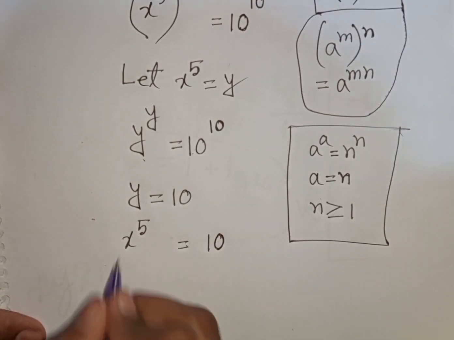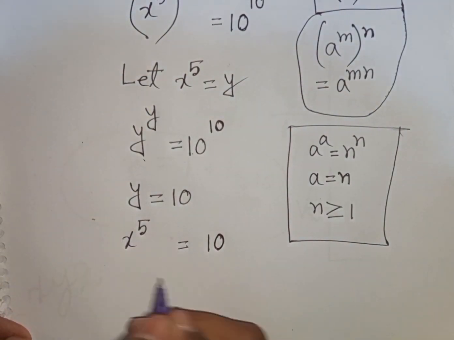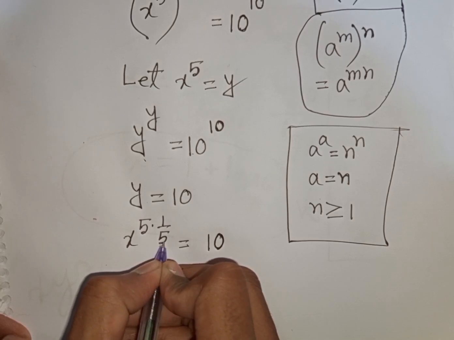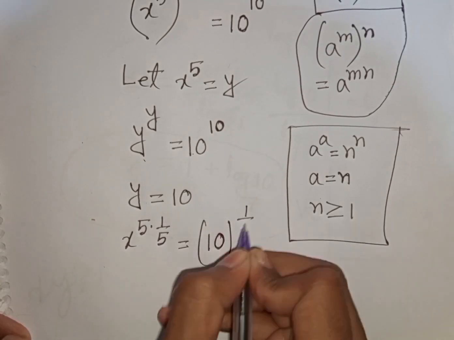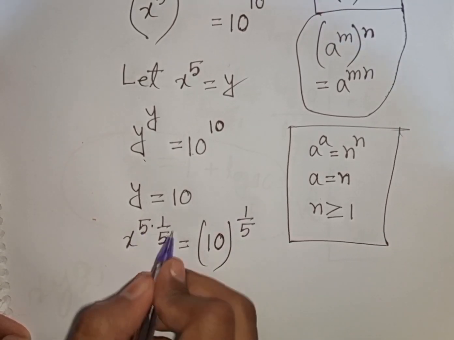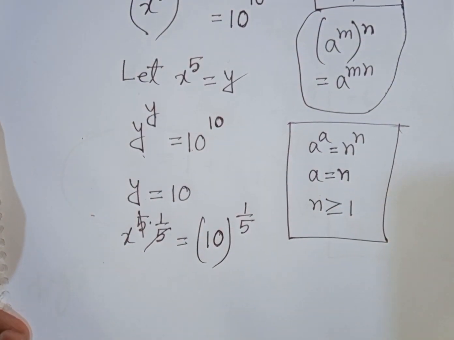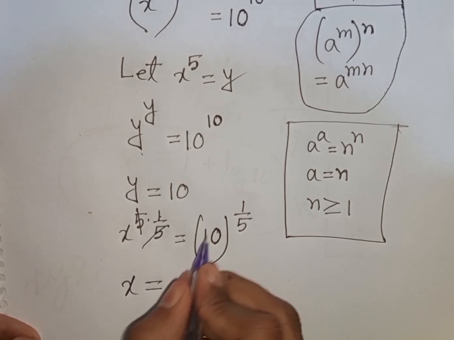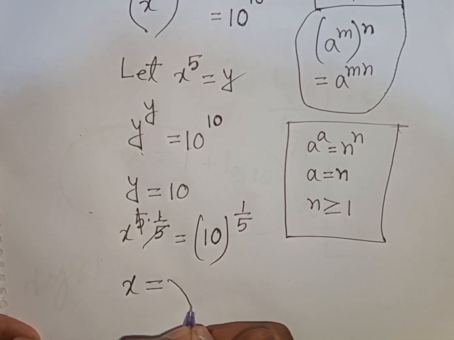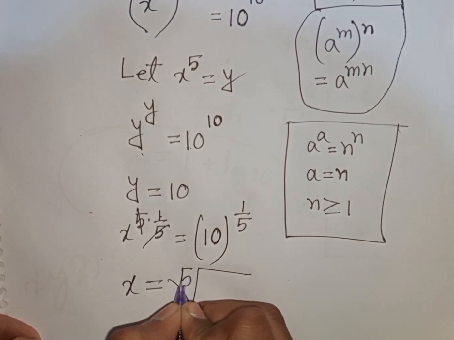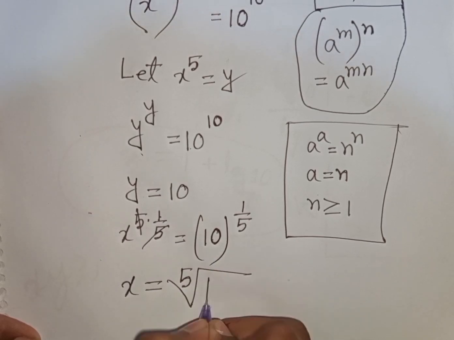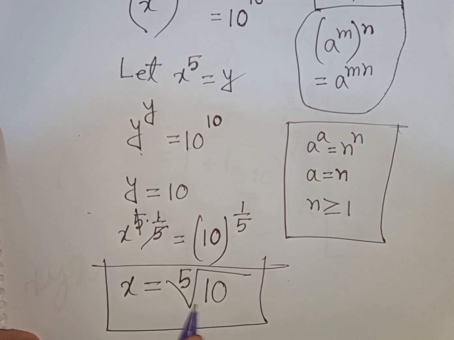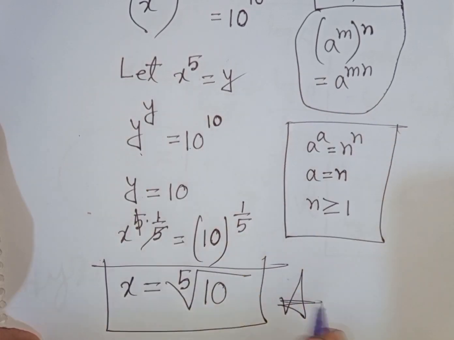Now we need the value of x, so we multiply by power of 1 by 5 on both sides. Now this 5 will be cancelled. So we have x power 1, which is the same as x, is equal to 10 power of 1 by 5, which can be written as the 5th root of 10. So the 5th root of 10 is the value of x, so this is our final answer.